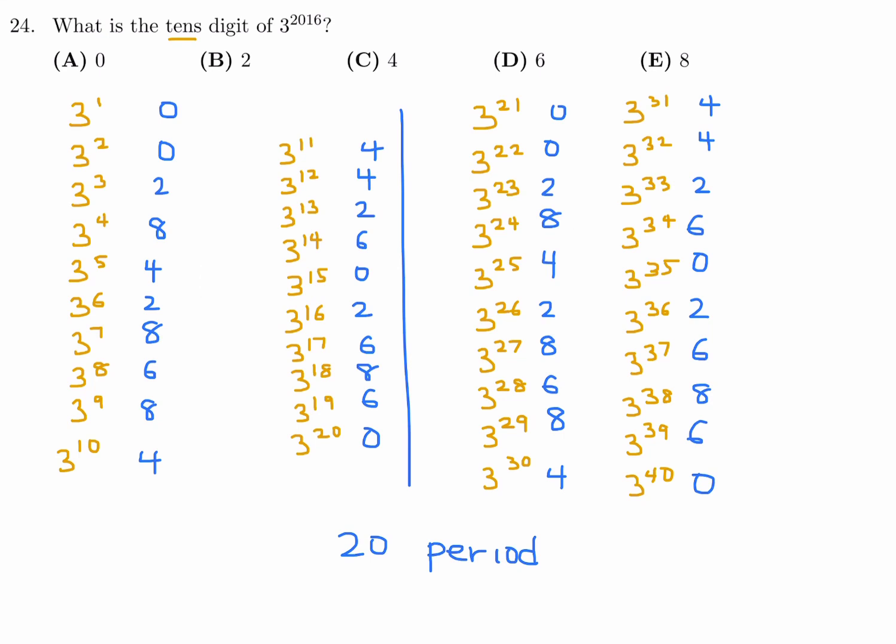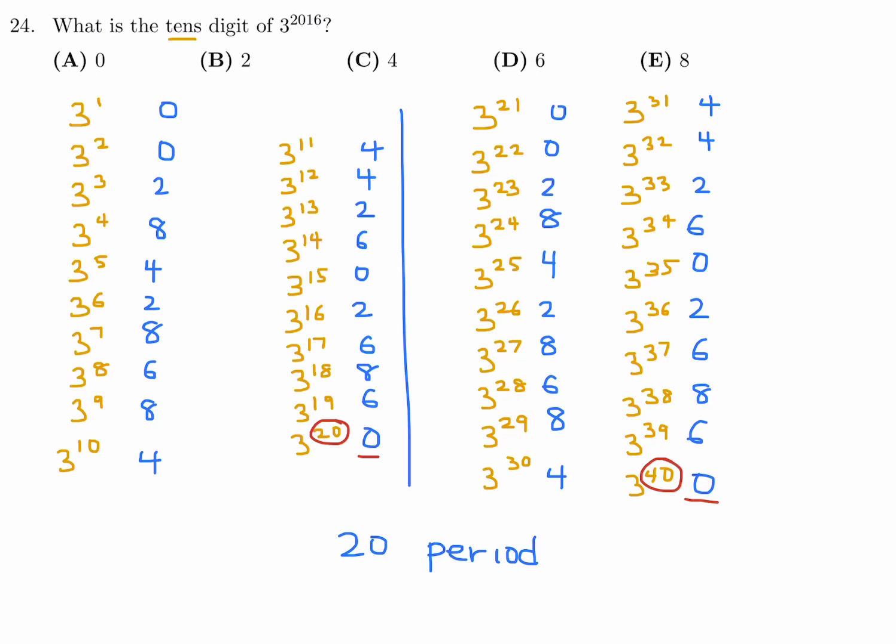All right, so that's pretty promising. We can figure this out now. So we want 3 to the power 2016. So it looks like every time we have an exponent that is a multiple of 20, the tens digit will be 0. Well, that's not a multiple of 20, but 2000 is.